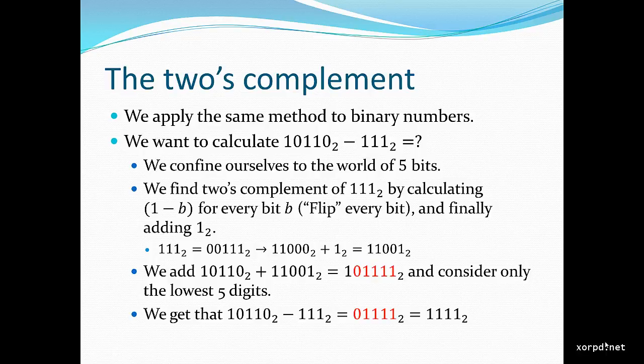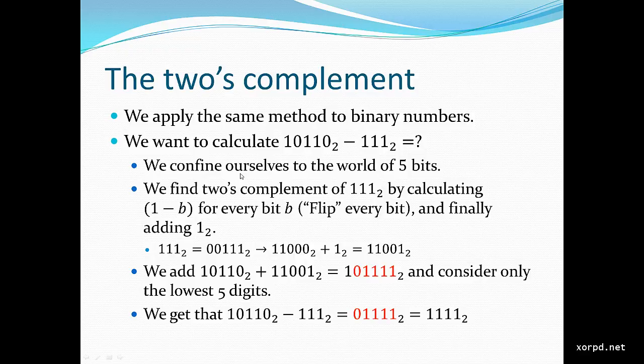Now we are going to look at the 2's complement, which is the equivalent method for the 10's complement, but for the binary case. We are going to apply mostly the same method to binary numbers, just like we did in the decimal case. For example, we want to calculate this: 10110 in base 2 minus 111 in base 2. We want to solve this question, but without using the regular subtraction algorithm.